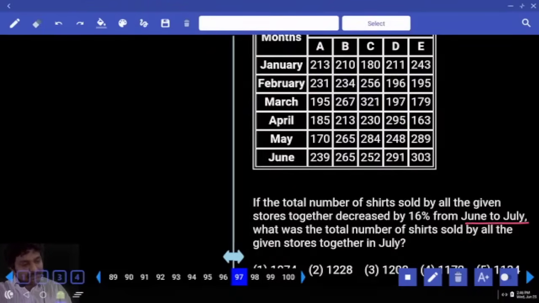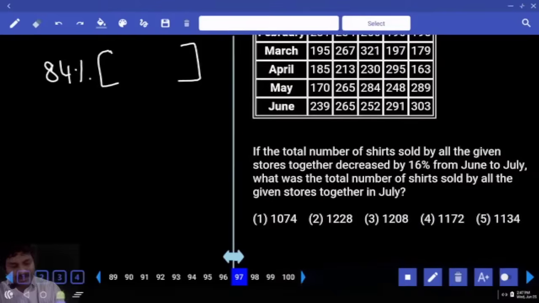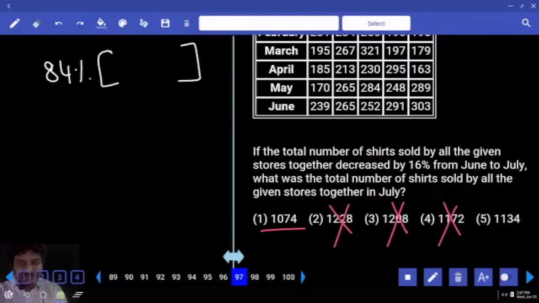From June to July, the value is decreasing by 16%. Then it becomes 84% of the total June value, correct? I don't need this number yet. Let us try to answer the question. 84 is a multiple of 3, so the answer must be a multiple of 3. Let's go back. Can it be the first option? Yes, the sum of digits is 12. Can it be the second, third, fourth, or fifth option? Yes, two possibilities are there.